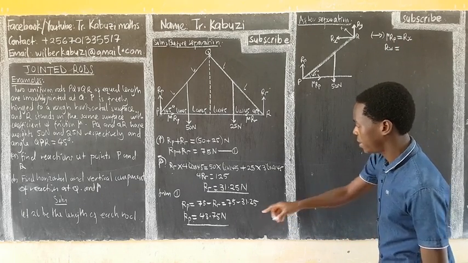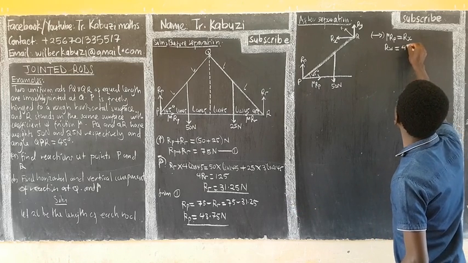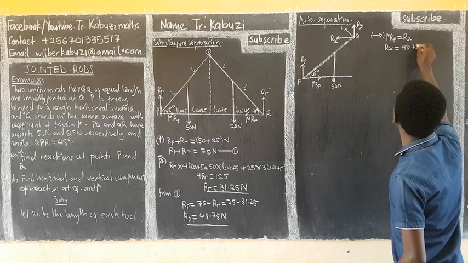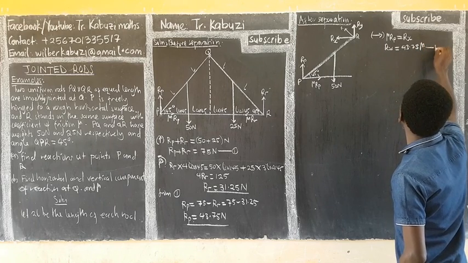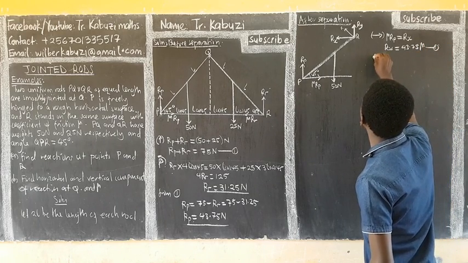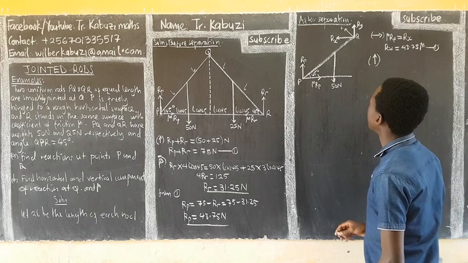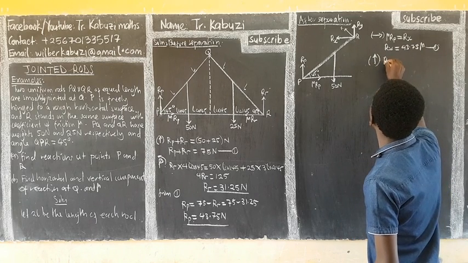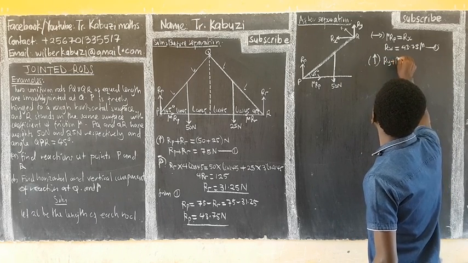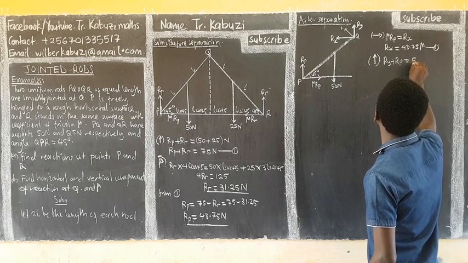My RP, which is 43.75 mu. I call this equation 1. Then I resolve vertically upwards. Vertically upwards, now I have Ry plus Rp equaling 50.